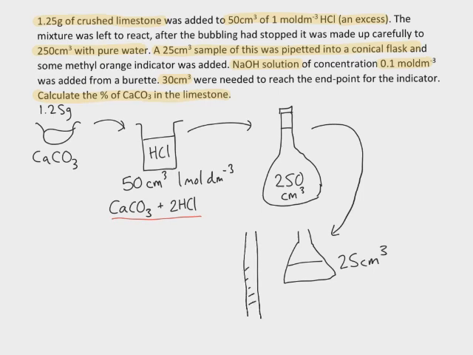So we'd pipette out 25 centimetre cubed. Then we're going to titrate it using a burette, and in the burette we've got sodium hydroxide. It's 0.1 moles per decimetre cubed, and the volume required was a very suspiciously even 30 centimetres cubed. Doesn't normally happen like that in a titration. This time it was.